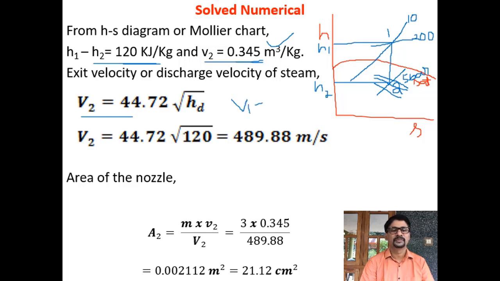If V1 is neglected or assumed to be 0, then this is the formula. Your HD is 120, so you'll get the exit velocity as 489.88 meter per second.